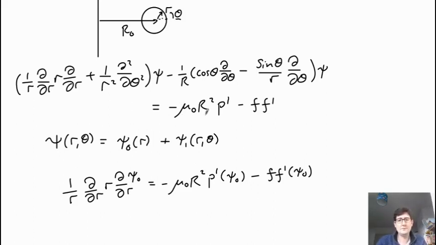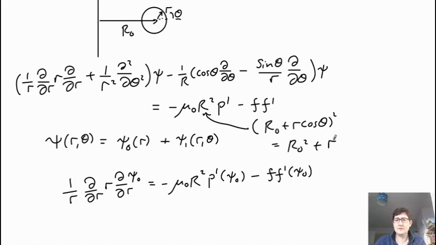Finally, if we also look at what this term does, this is an R squared term, where R is R0 plus r cos theta. We can expand this out, and we end up with an R0 squared plus 2 R0 r cos theta plus an r squared cos squared theta. And so we end up with another term involving a cos theta. This is one motivation for expecting psi 1 to have a cos theta kind of dependence.